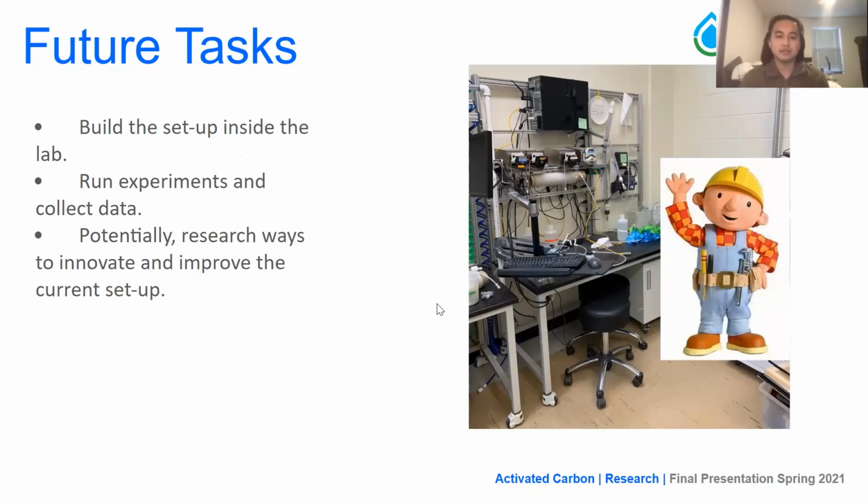So the future tasks that the future members of the sub-team will have to do mainly involves all of the lab work that we were not able to do this semester. These tasks include the one listed in the slide, building up the setup inside of the lab and running the experiments to collect the data. Once this is done, progress will be made, and hopefully our overarching goal of implementing activated carbon into current Agua Clara water treatment plants will be fulfilled. Other potential tasks that sub-team members can do would be ways to research and improve and innovate the system, which would potentially involve incorporating a recycle system for contaminated activated carbon.